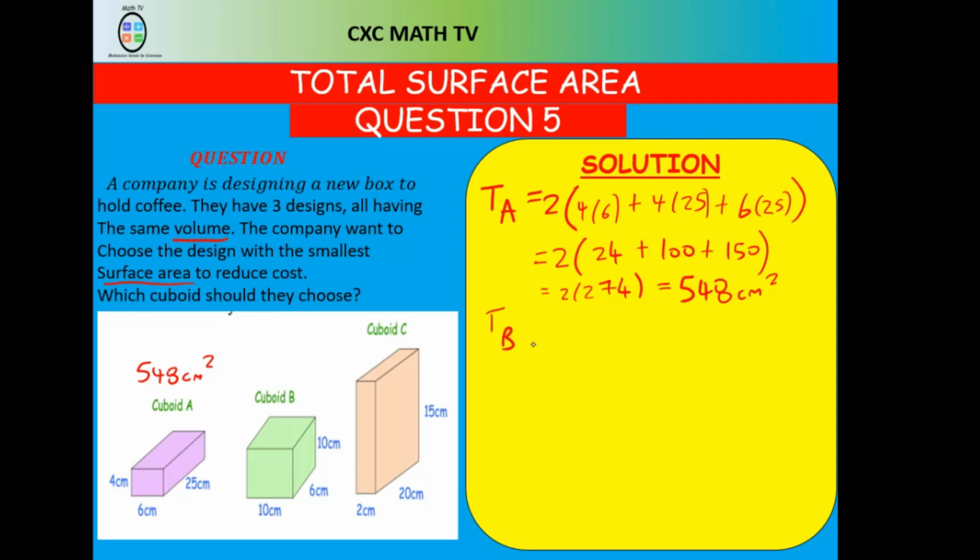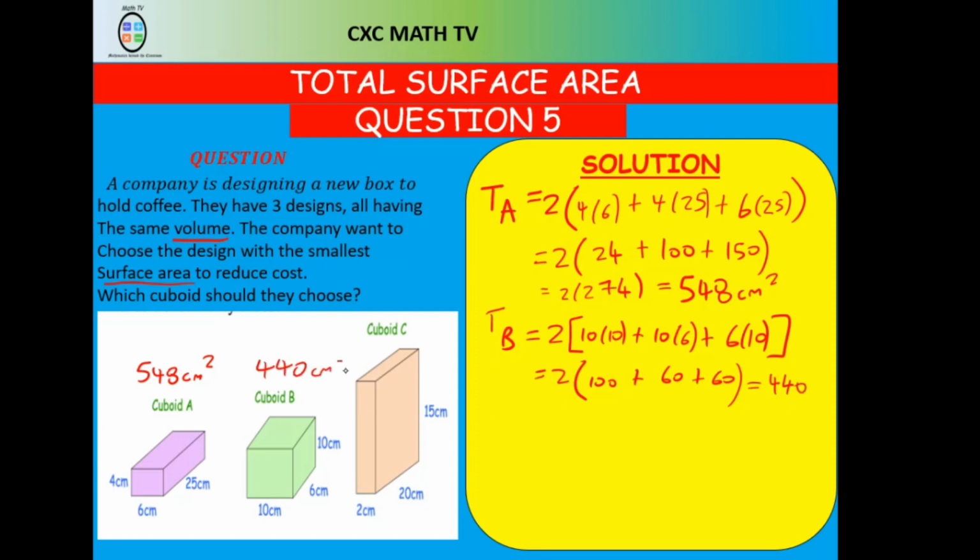Total surface area of cuboid B: 2 in bracket, 10 times 10 plus 10 times 6 plus 6 times 10. So that is 2 in bracket, 100 plus 60 plus 60. That is 220 inside the bracket. And we know that 220 times 2 is 440. So far, cuboid B has the least surface area.